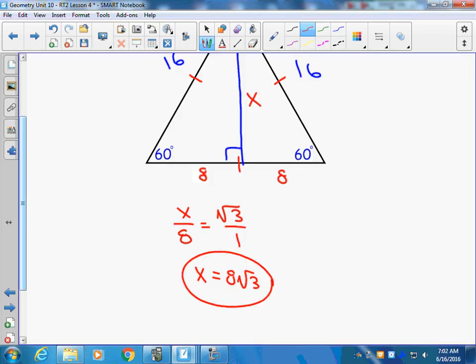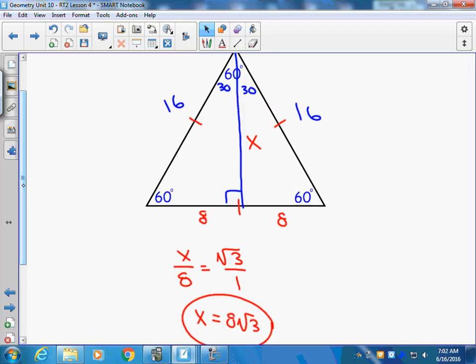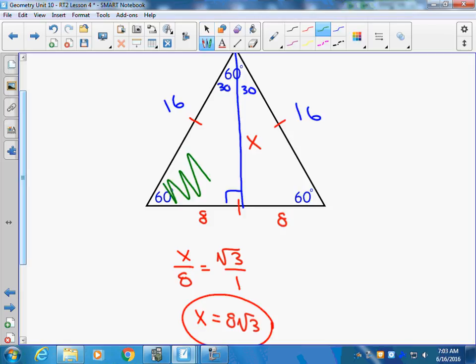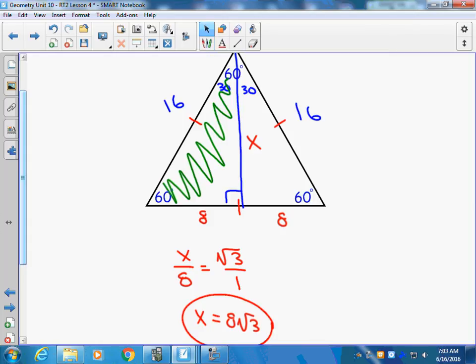Okay, so always remember, if you have an equilateral triangle, the thing that we want to remember is that we can break it up into two 30, 60, 90 triangles. And then we can use our conjectures of the 30, 60, 90, or we can use our reference triangle and equal proportions to solve.